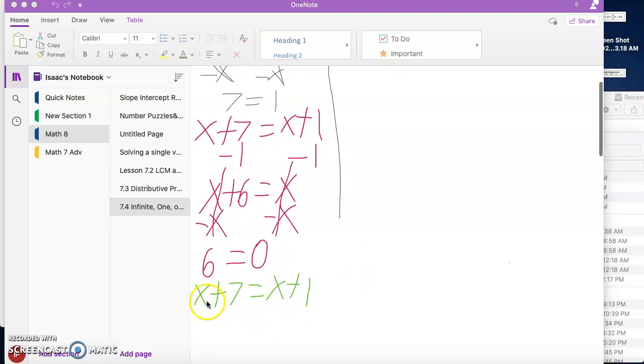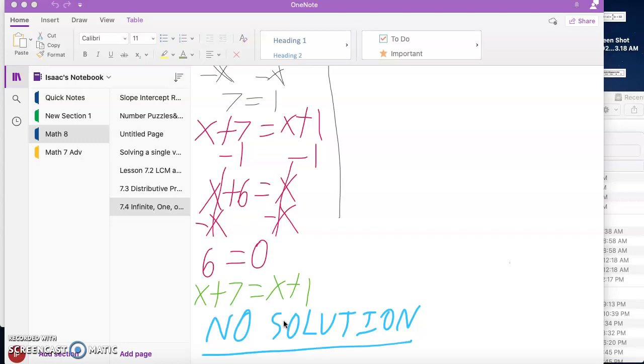That's because, like, if I said x was 1, I'd get 1 plus 7 is 8, and 1 plus 1 is 2, so it can't be 1. No matter what number you put in, it's not going to work. They're not going to come out equal. So the answer to this one is a great big no solution. It means there's no answer where it makes sense. No matter what, I'm going to get one number on the left side and a different number on the right.